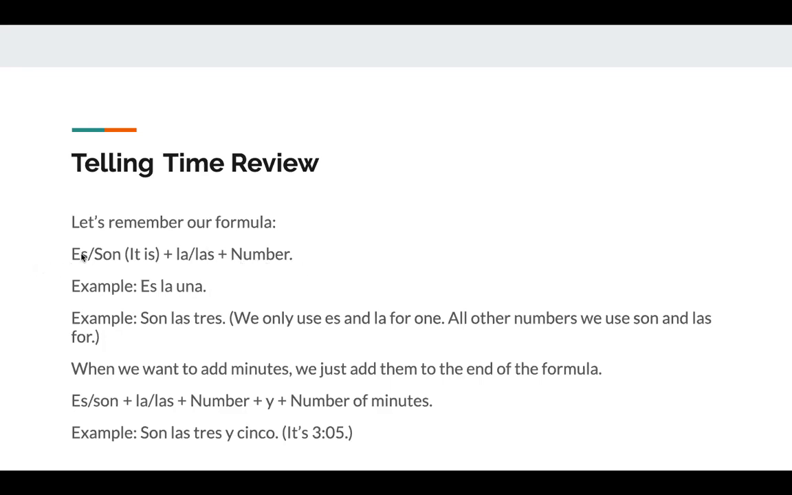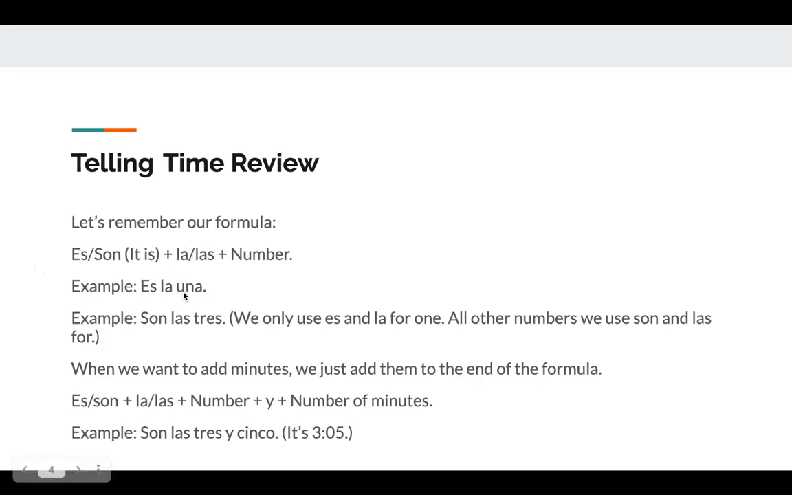So remember, es and la is singular. We're only going to use es and la when we're using one, when it's 1 o'clock, when it's 1:30, when it's 1:45, anything like that. All other numbers, it's 2:30, it's 3:30, it's 5:30, it's 12:30, any of those, we're going to use son and las. So I have some examples here.